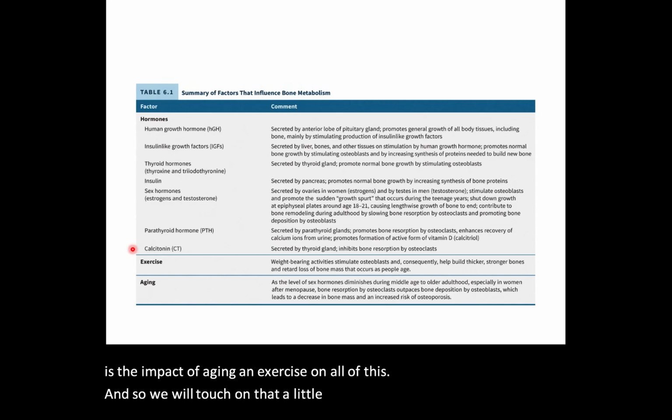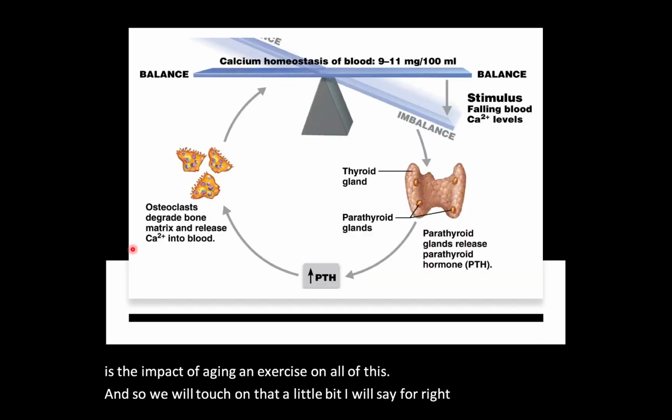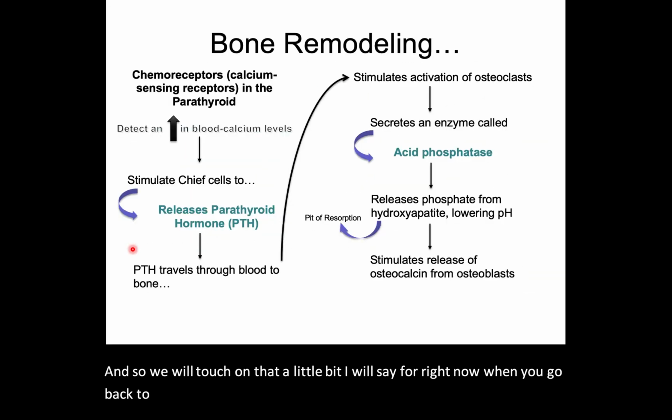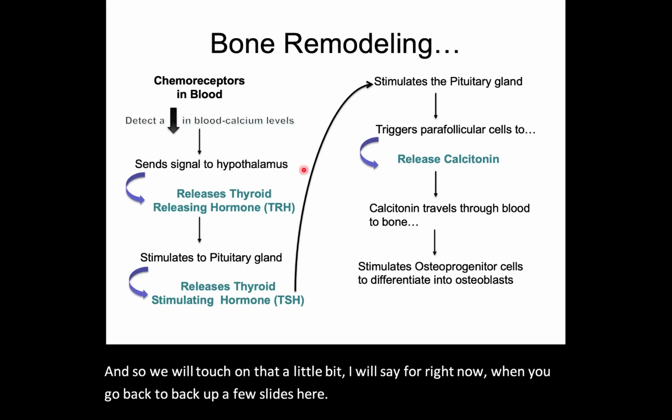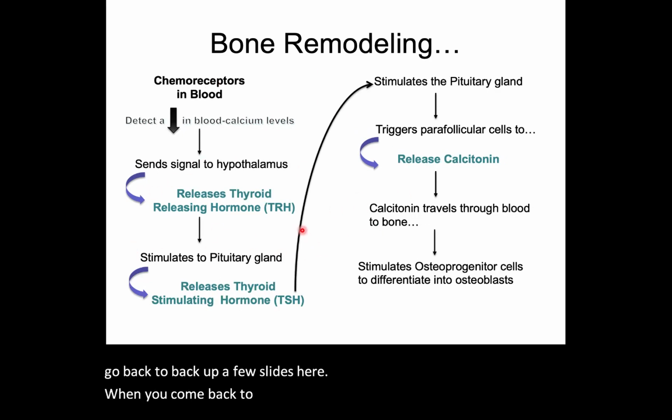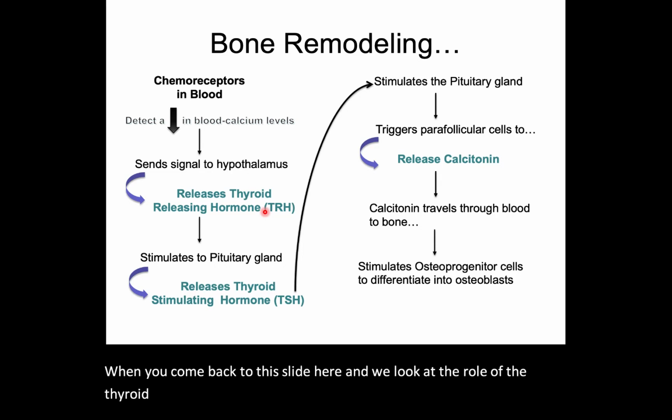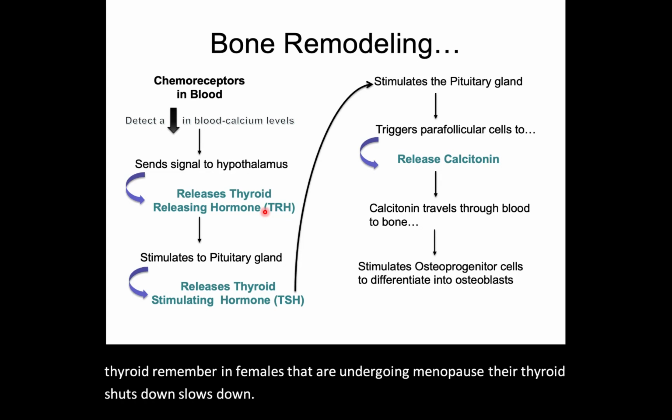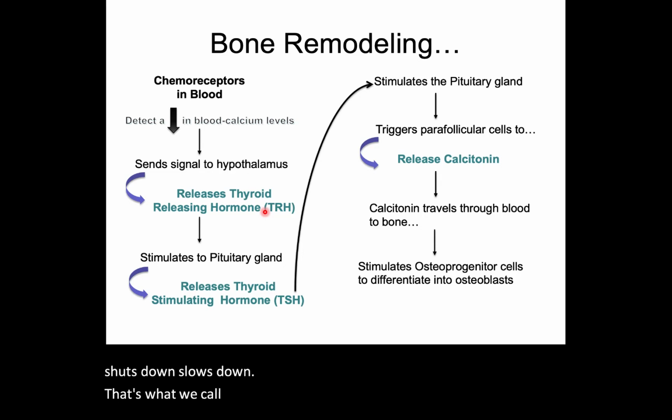I will say for right now, I'm going to back up a few slides here. When you come back to this slide and we look at the role of the thyroid, remember in females that are undergoing menopause, their thyroid slows down. It's what we call hypothyroidism. And in doing so, their ability to release calcitonin decreases as well.